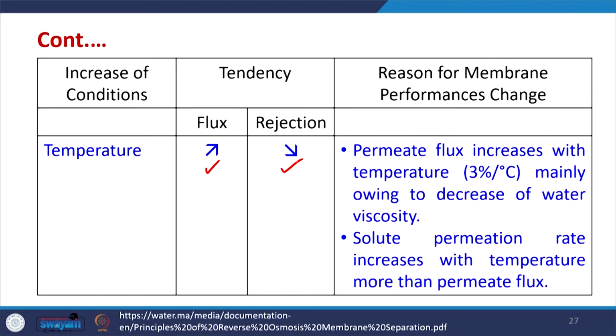Now, if the temperature increases, then the flux increases, but the rejection rate decreases. Permeate flux increases with temperature by about 3% per degree centigrade rise in temperature, and this is because of the decrease in the water viscosity. Now, the solute permeation rate increases with temperature more than the permeate flux. So, that is why rejection actually decreases, because the increase in the solute permeation rate is more than the water flux increase.